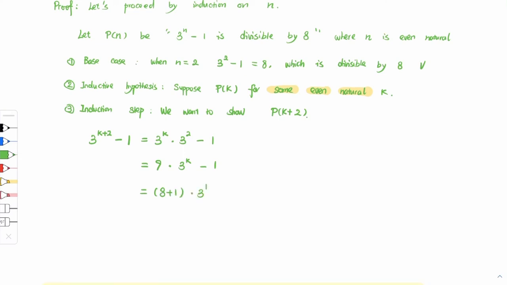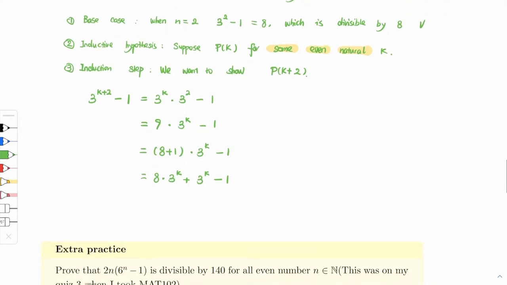Times 3 to the k minus 1. Now you can distribute them. Okay, so that's going to be 8 times 3 to the k plus 3 to the k minus 1. Why did I write 9 as 8 plus 1? Because I want to show it's divisible by 8. So if I write it in this case, I have 8 times 3 to the k.